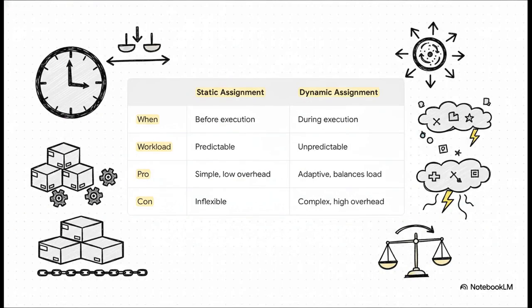All right, so here's where we see the classic trade-off. On one hand, you've got static assignment. Think of this as the super organized pre-planner. Every single decision is made before anything starts running. It's perfect for stuff you can predict, like a big database job that runs at 2 a.m. every night. The big win here?